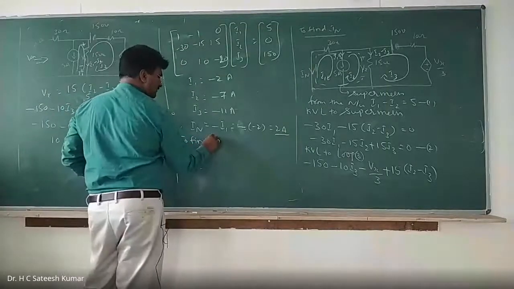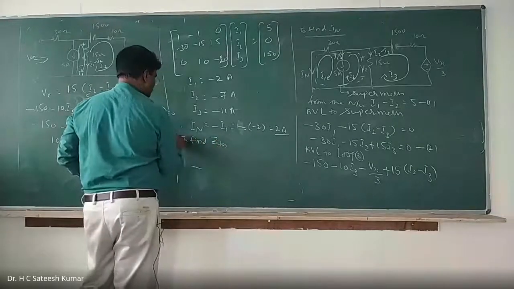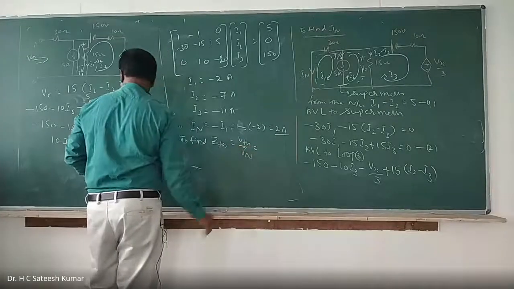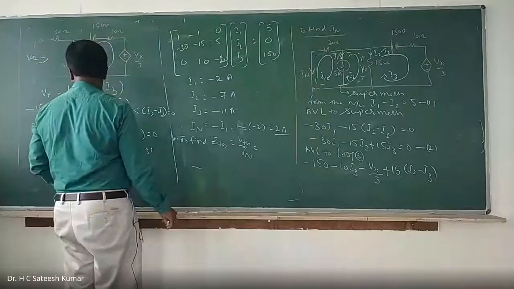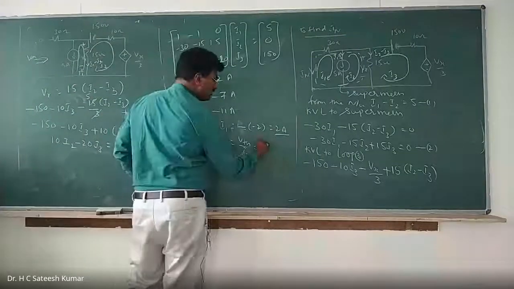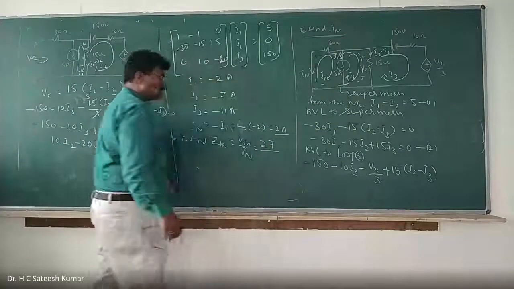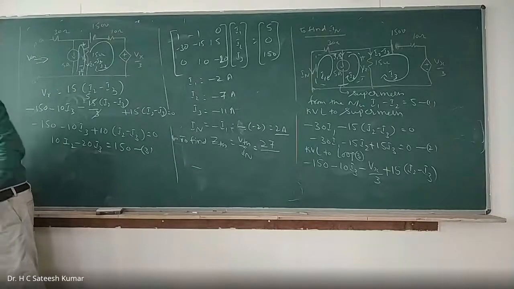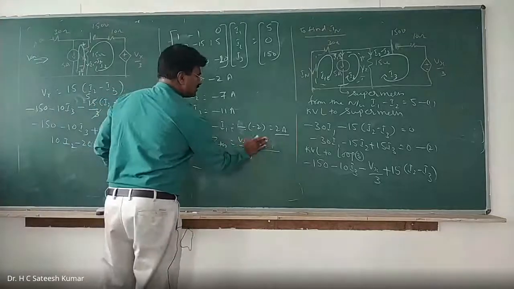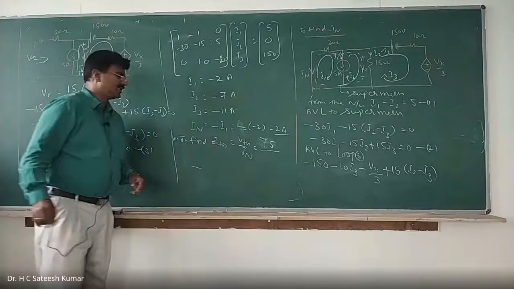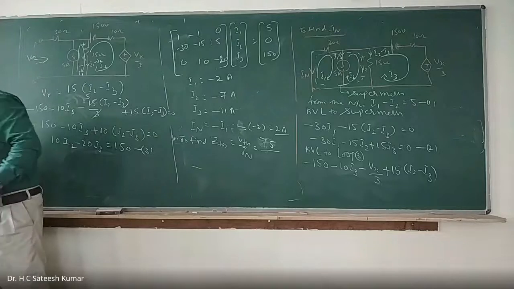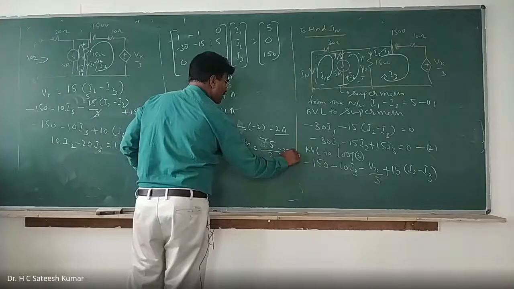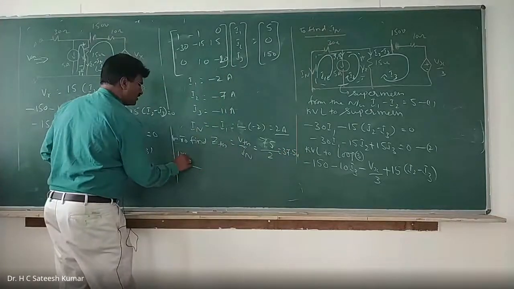Next, to find ZTH. Third step. ZTH is equal to VTH divided by I Norton. VTH is how much? VTH 27 volts? 27 volts, I think so. No, 75. 75 volts VTH. I Norton is 2 amps. Here only it is there. 37.5 volts.